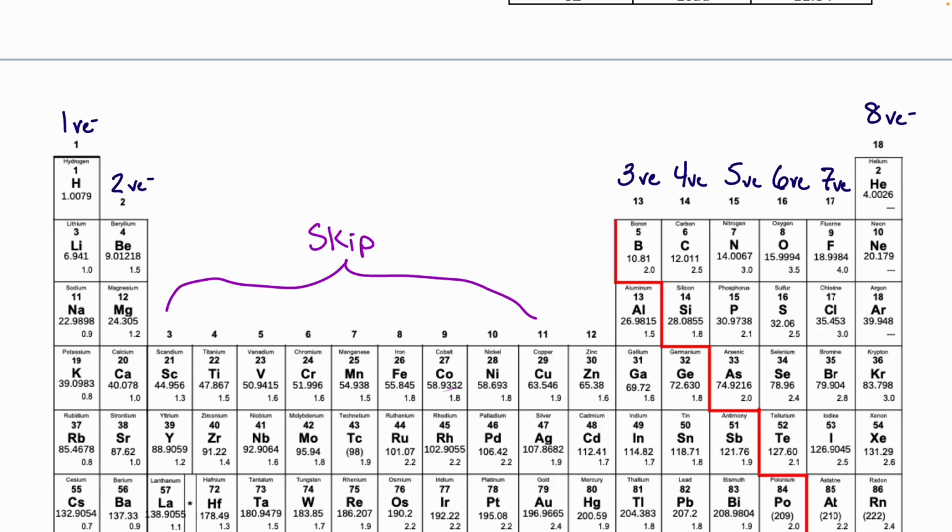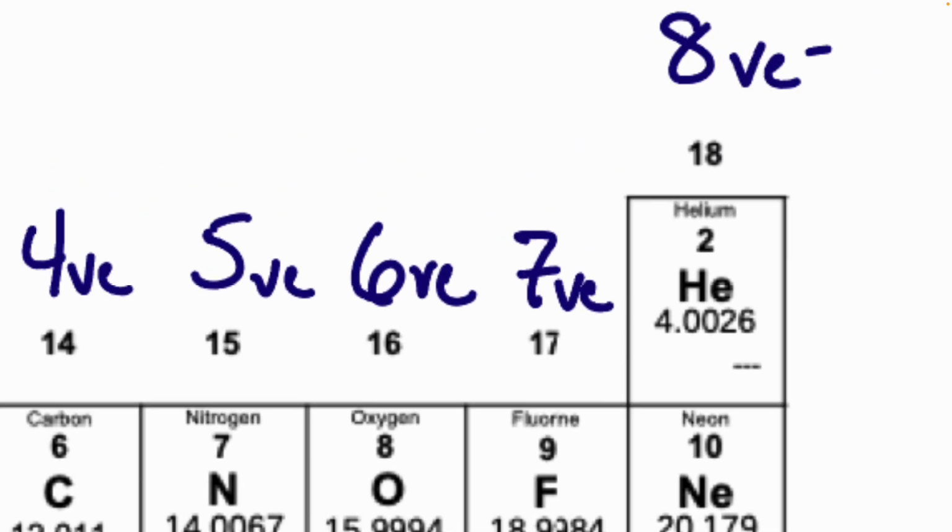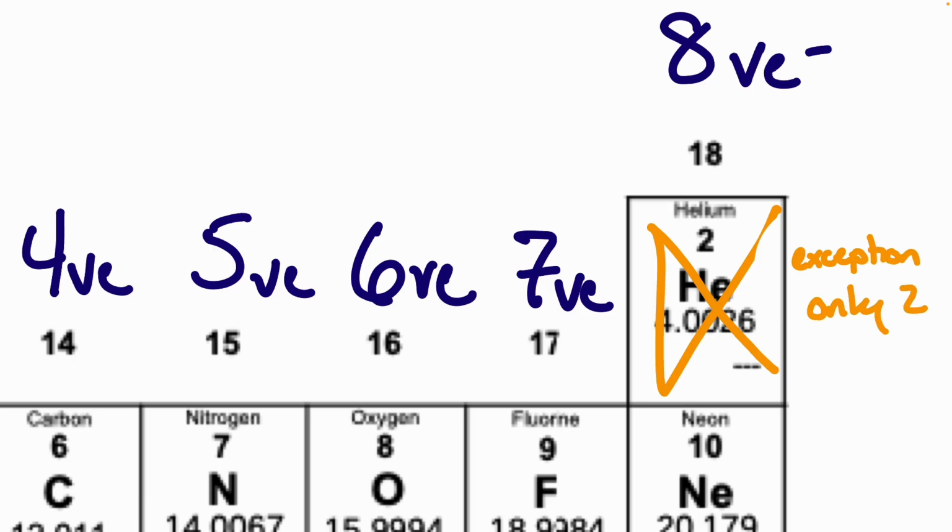There is one exception that we're going to note, and that is helium. Zooming in on helium, if I have a neutral helium atom, how many electrons does it have? 2, because it has 2 protons. So helium's an exception. It's such a teeny tiny atom that it can only have those 2 valence electrons. So we're just going to note this exception: helium has only 2 valence electrons. All the other noble gases have 8.